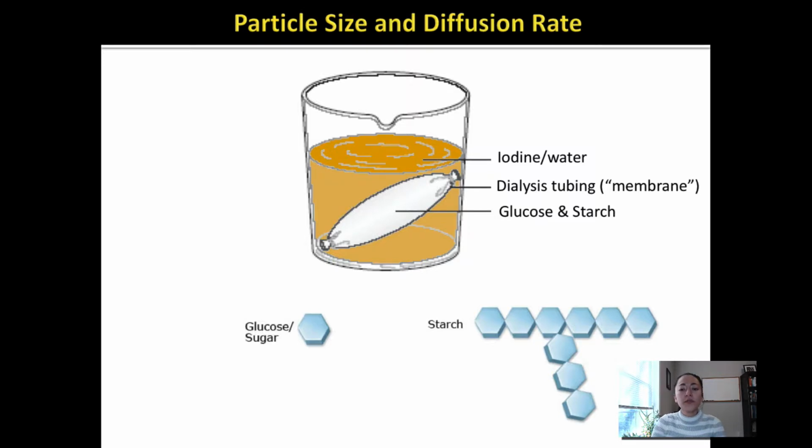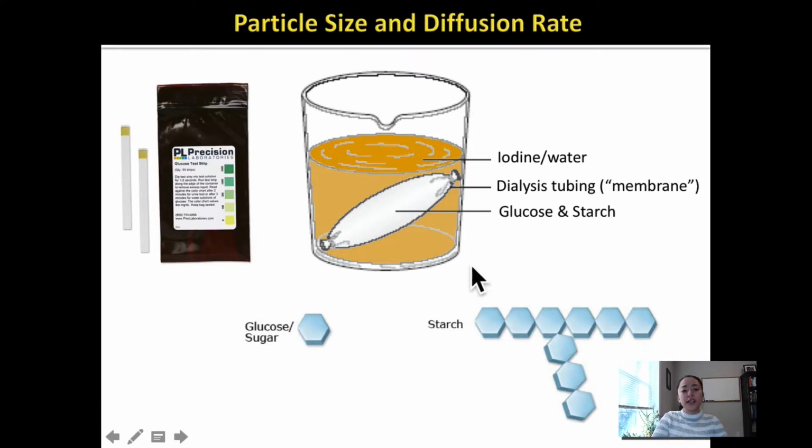You will test for the movement of starch by looking for a color change. Remember that when starch and iodine interact together, it turns black. So if iodine enters the bag where the starch is, the inside of the bag would turn black. If starch leaves the bag and goes into the iodine, then the iodine solution on the outside here would turn black.